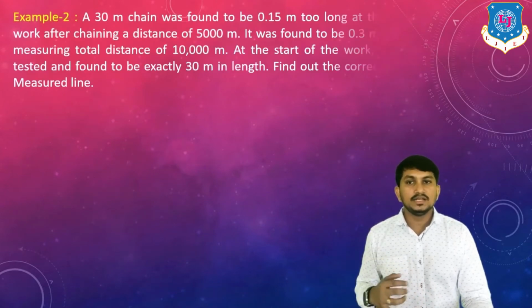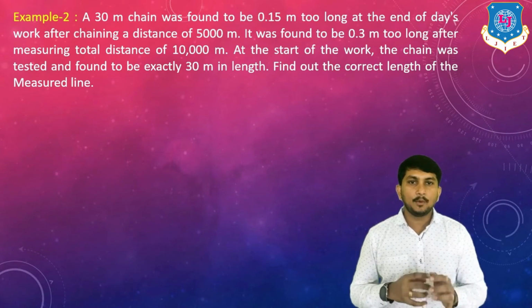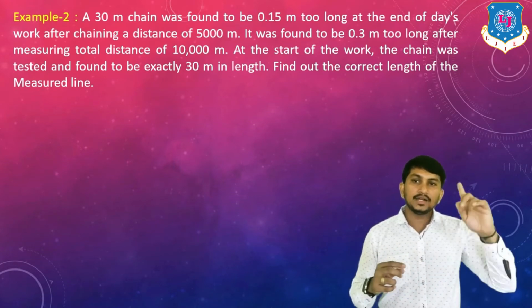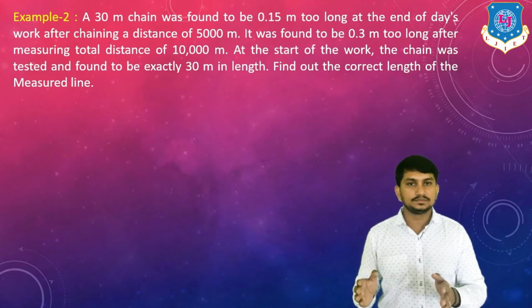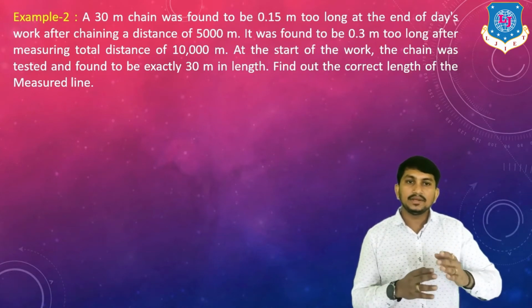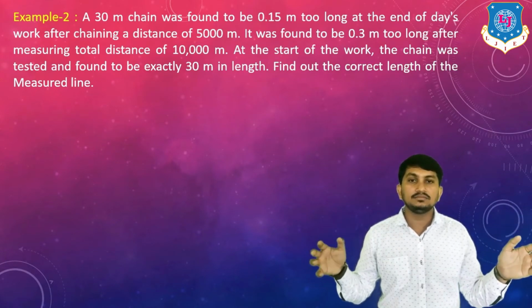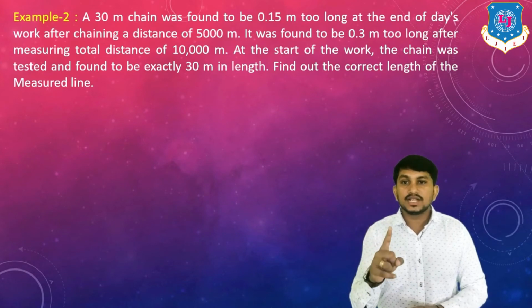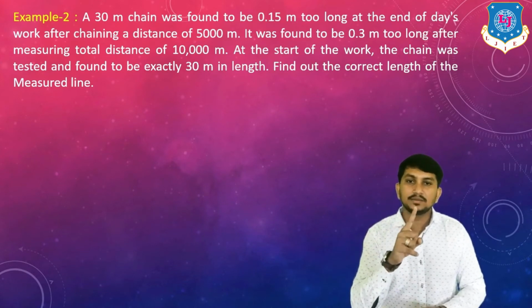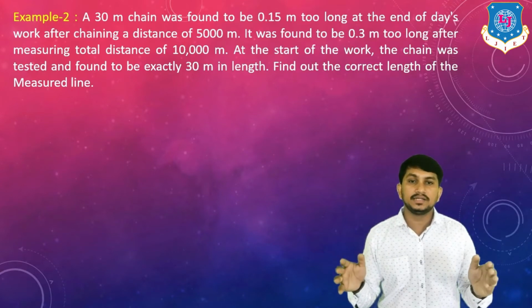Now let's move to the second example of today's lecture. A 30-meter chain was found to be 0.15 meter too long at the end of the day's work after chaining a distance of 5000 meter. It was found to be 0.3 meter too long after measuring a total distance of 10,000 meter. At the starting of the work, the chain was tested and found to be exactly 30 meter in length. Find out the corrected length of the measured line.